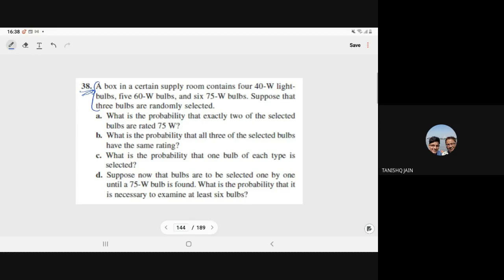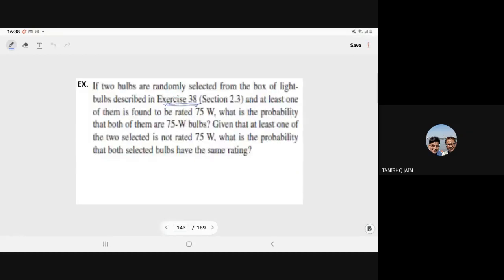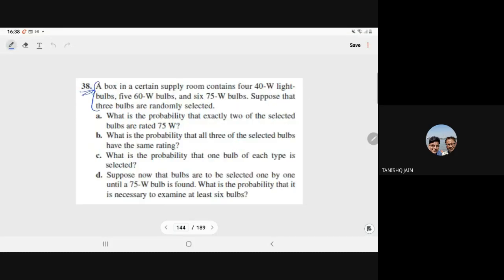I am solving this 38 question only. How will we solve part D, sir? No, no. In 2.3 part D, sir, I wasn't able to solve this question.